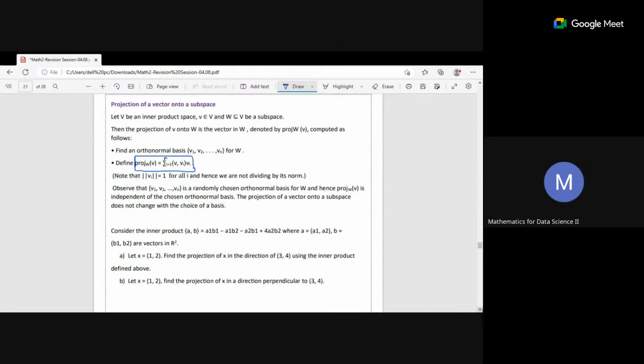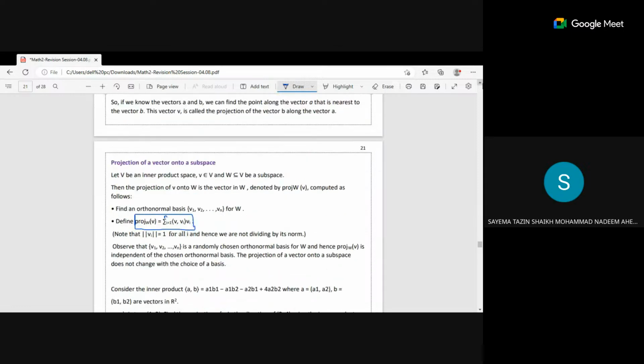Actually, after completing this I noticed that we did the same example in the class lecture as well. So should I repeat it here? Can you please explain the concept of projection of a vector onto a subspace in short?